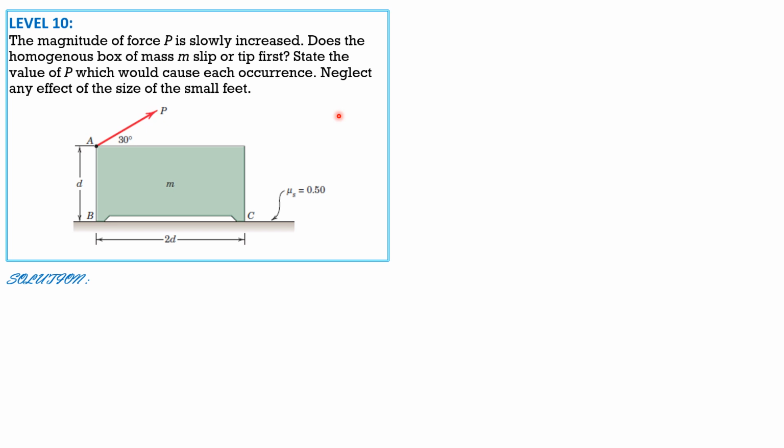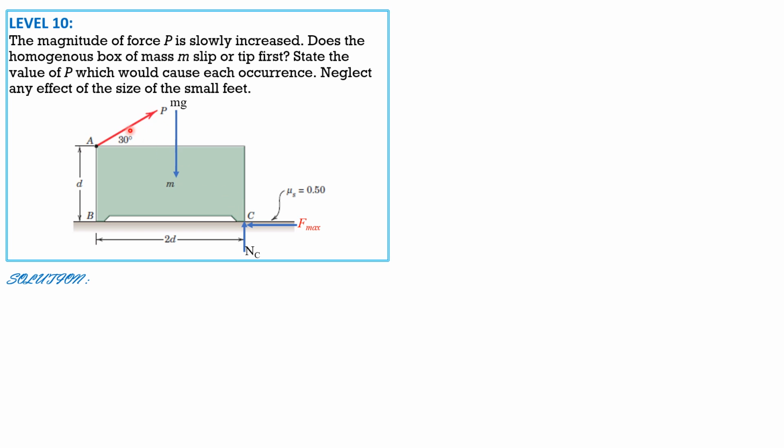So for the solution, we have the weight which is mg, and we have N sub C here. Friction is F max because the condition is we have to compute for P in terms of mg if slipping occurs first, and we have to solve for P if tipping occurs first. So at their maximum value.